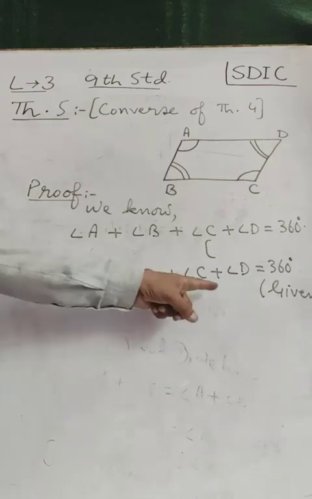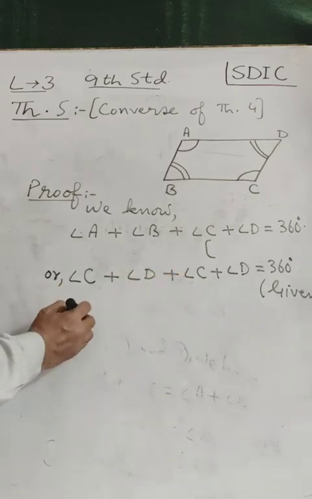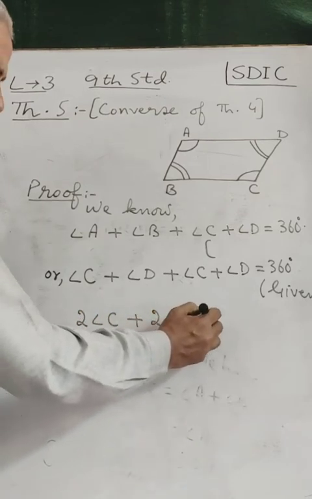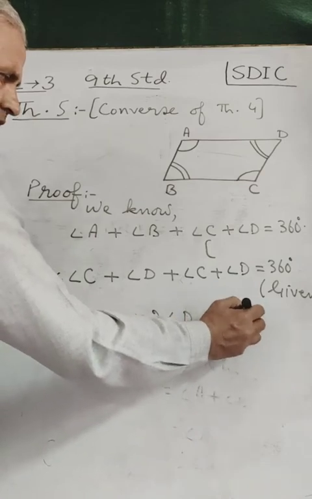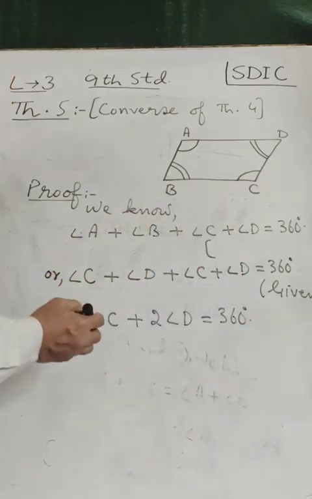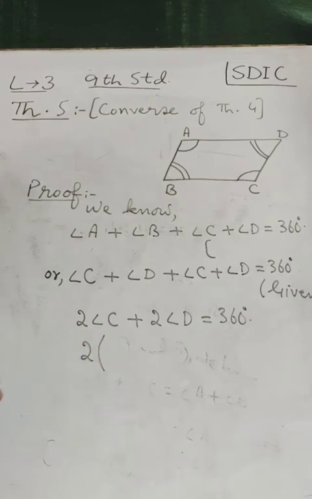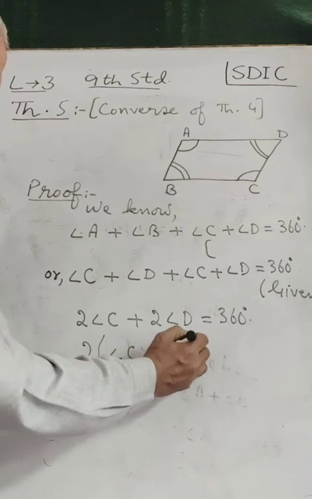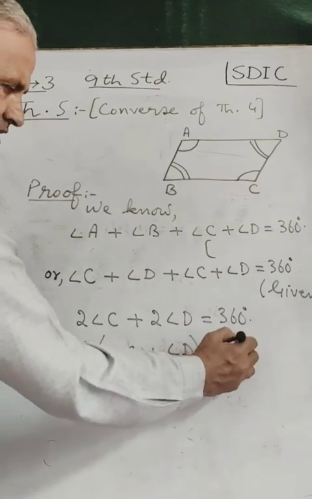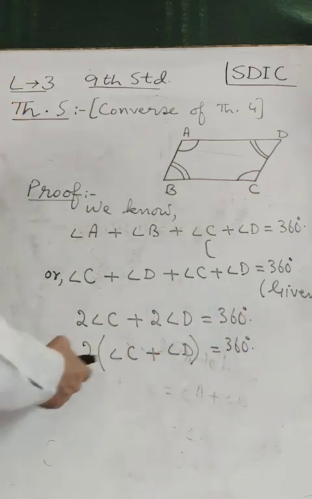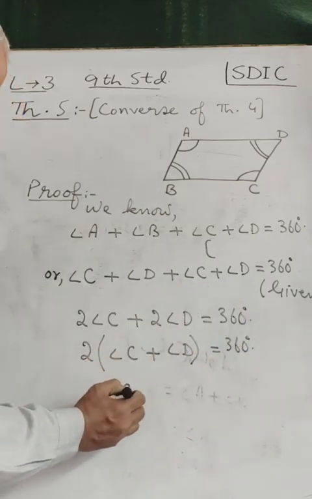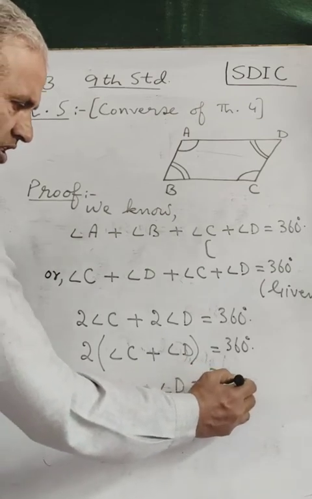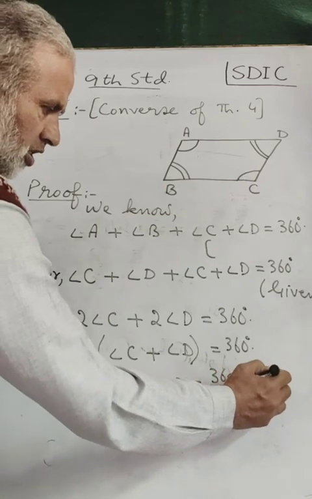Next I find there are like terms. Let us combine. Angle C is twice, so we write twice angle C plus twice angle D is equal to 360. Simplifying this further, 2 is common here. Let us take 2 common. Bracket will contain angle C plus angle D is equal to 360 as it is. Transpose 2, we will get angle C plus angle D is equal to 360 divided by 2, is equal to 180 degrees.